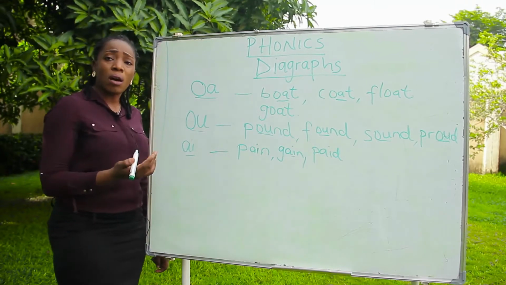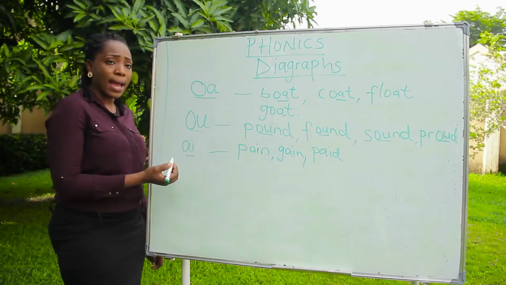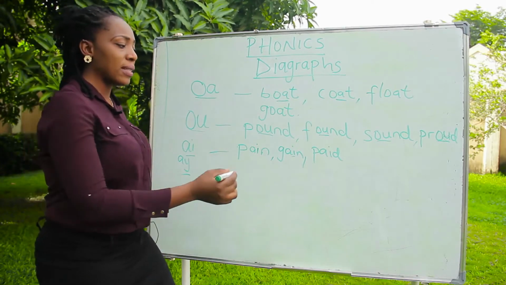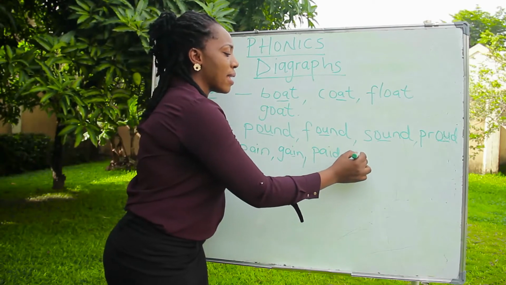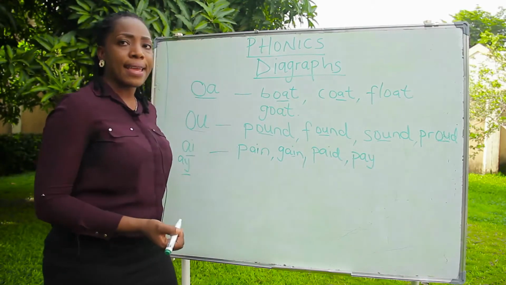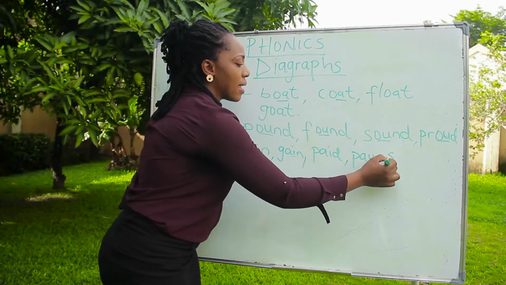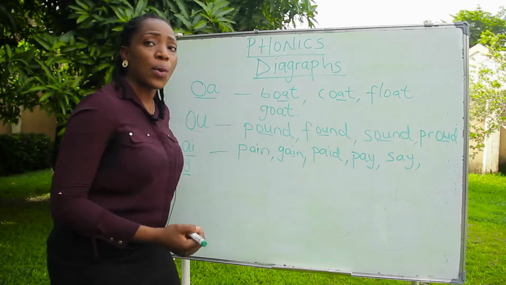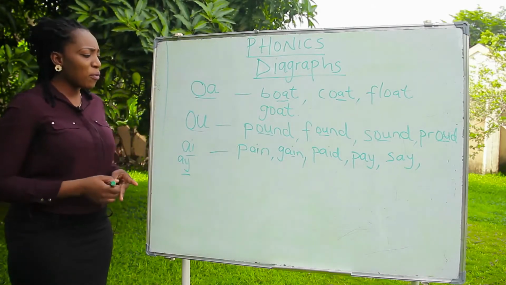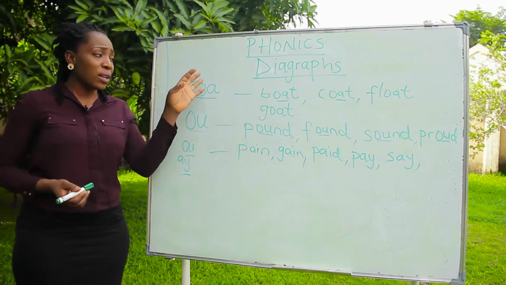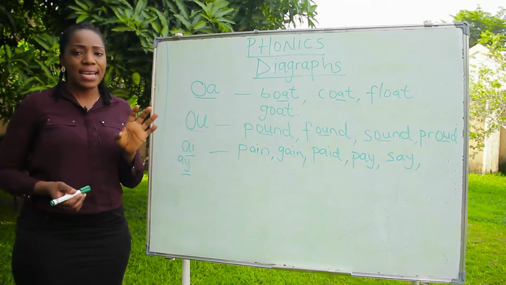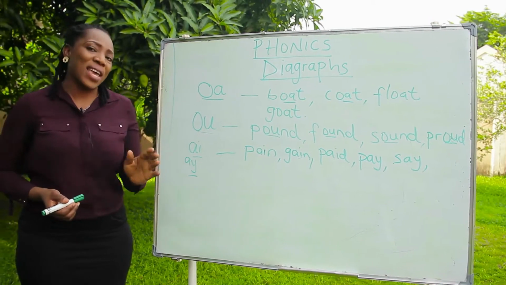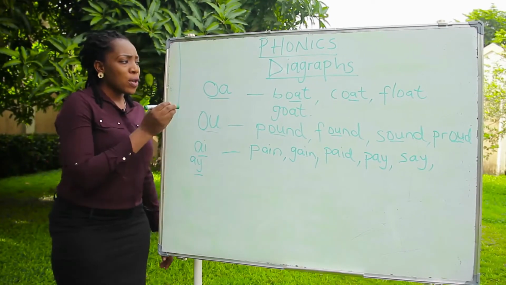The ai sound also comes in other variants like ay. Ay also sounds ai, as in pay, say, etc. We can think of all the words. If you know the sounds and the digraphs, reading will be way easier. It will be so easy that in the next one week you can read, if only you know your digraphs.